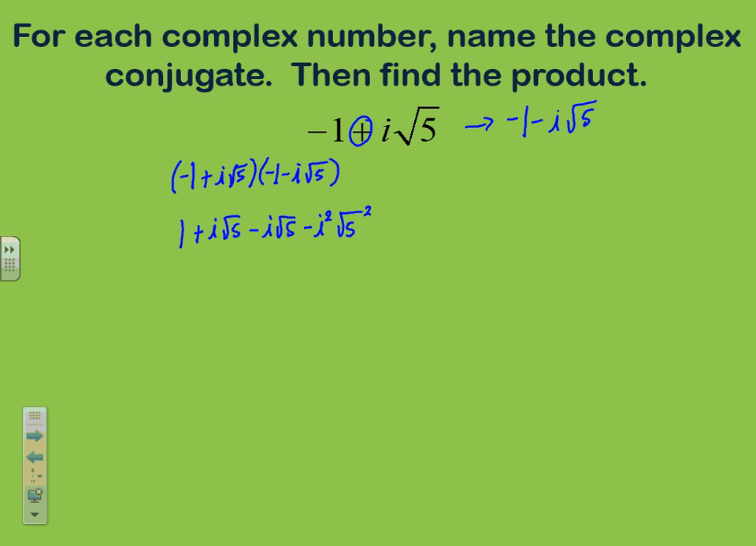So in the middle, the two like terms, the positive and the negative I radical 5, are going to cancel each other out, and I'm going to be left with 1 minus, so the I squared is just negative 1, and the square root of 5 squared is just 5. So in the middle here, we have 1, negative times negative will give me a positive 1, and positive 1 times 5 just gives me 5.